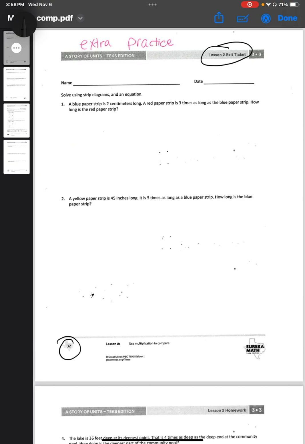So let's look at problem 1. A blue paper strip is 2 centimeters long. A red paper strip is 3 times as long as the blue paper strip. How long is the red paper strip?